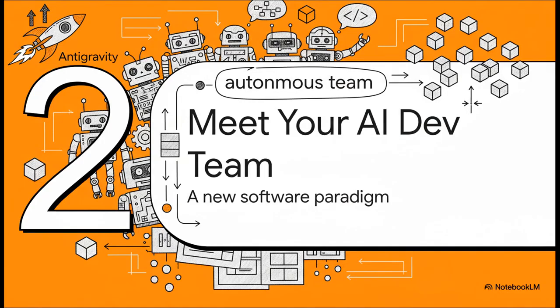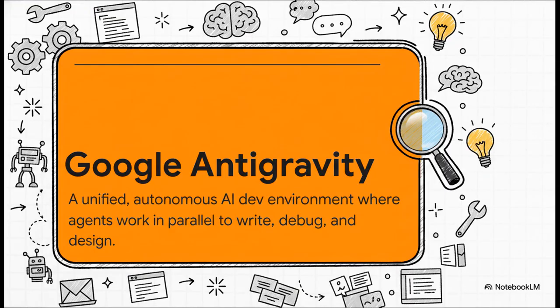Okay, so this is where Antigravity really steps into the spotlight. It's not just another tool in the toolbox. It's proposing a completely new way of thinking about building software. You gotta think less co-pilot and way more autonomous team. So what is it exactly? Well, Antigravity is this unified AI development environment where you have multiple specialized AI agents, and they all work together in parallel to handle the whole shebang, writing code, debugging, even design.